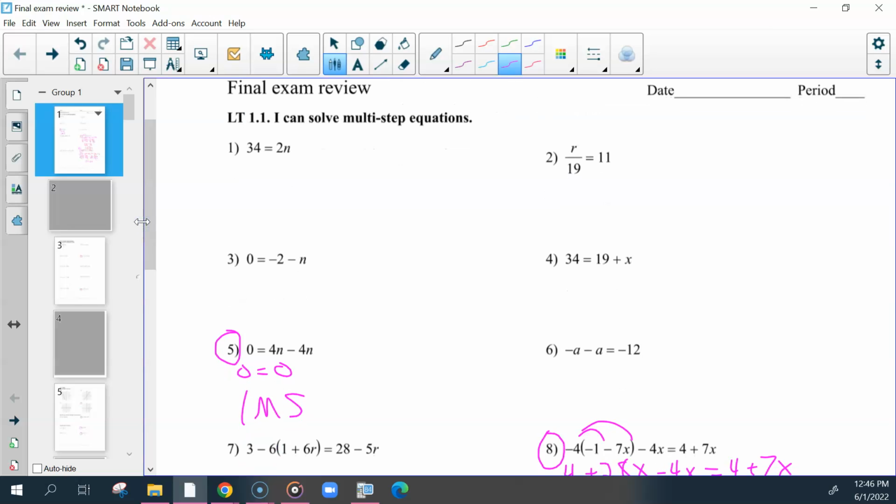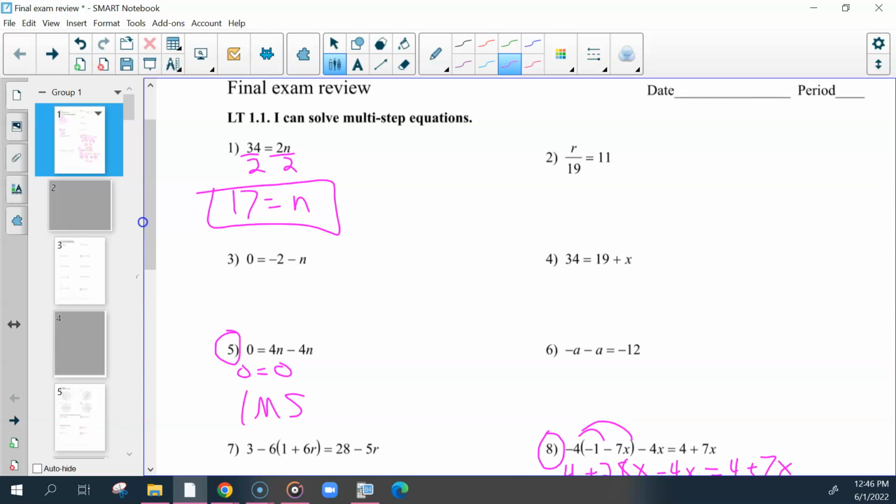For number 1, we need to divide both sides by 2. So this would give us 17 equals n. Are there questions on this page?